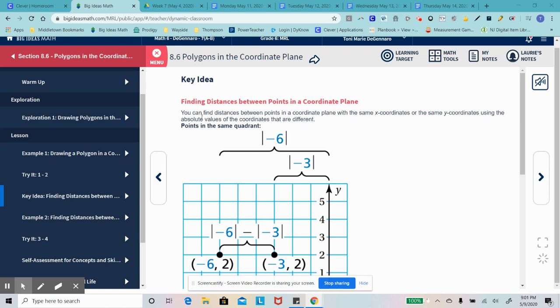Hi everybody, we are doing lesson 8.6. We're actually going to be doing polygons in a coordinate plane, and we're actually going to find the distance between points.